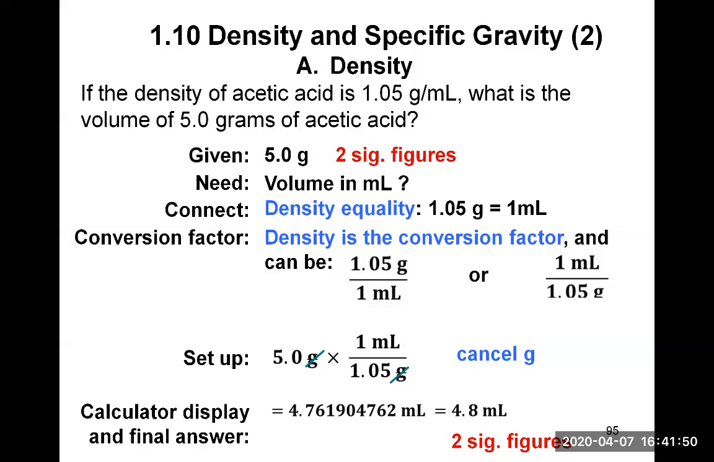And here, 4.7619, etc. will be rounded to 4. We keep the 7, and that's going to be 2 sig figs. What comes after the 7 is a 6, which is more than 5. So you will need to round your 7 up to an 8 and then drop everything after that. So the final answer would be 4.8 milliliters with 2 sig figs.